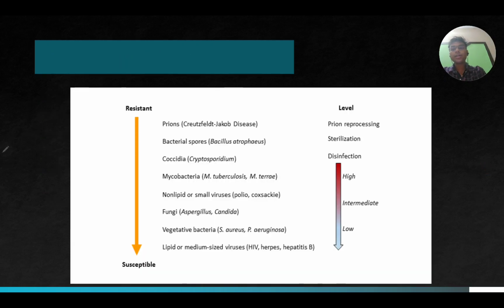Now, lastly, I would like to describe the resistance and susceptibility of some of the organisms. The point to note here is that prions are the most resistant organisms, and if we see the downward curve, we can find that vegetative bacteria or lipid or medium-sized viruses are the most susceptible ones.